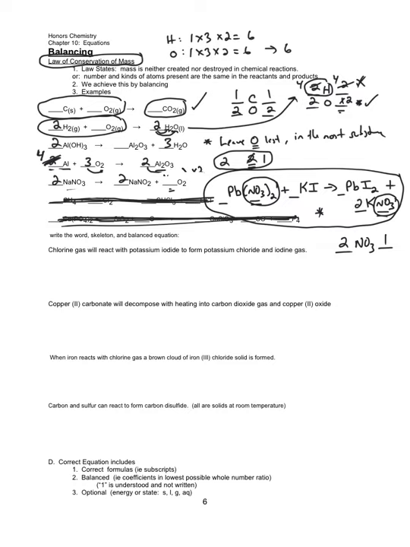So if I put a 2 in front of the potassium nitrate, I now have 2 nitrates on both sides of the reaction. By doing that, I've balanced both nitrogen and oxygen all at once. That gives me 2 potassiums, so I need to put a 2 out in front here to get 2 potassiums. Then I get 2 iodides. I've got 2 iodides, and I've got a lead, and now I'm balanced.